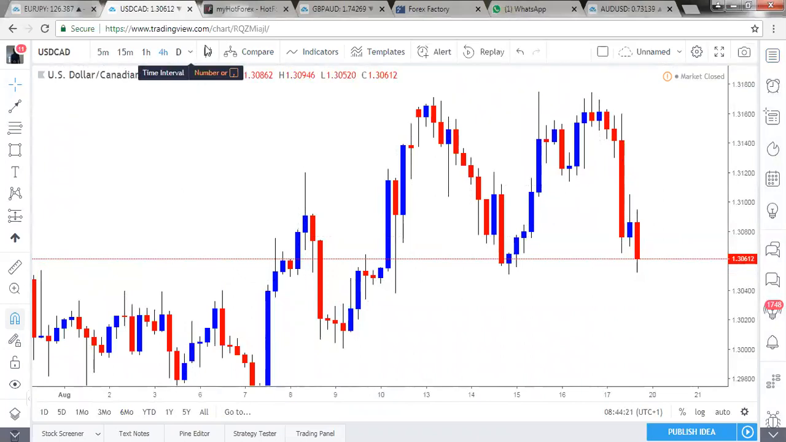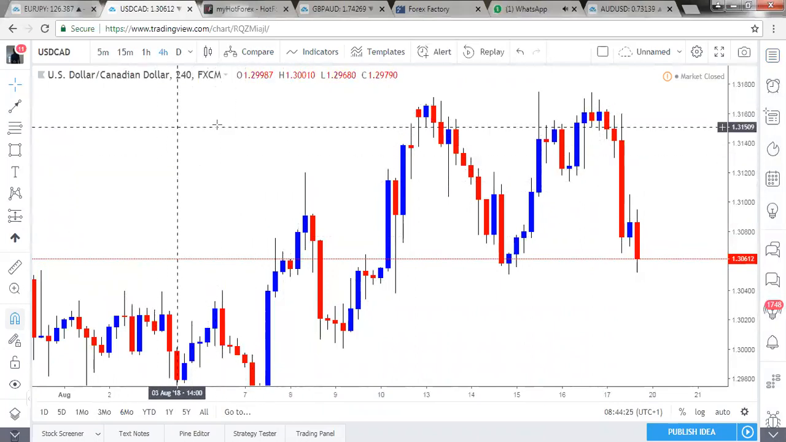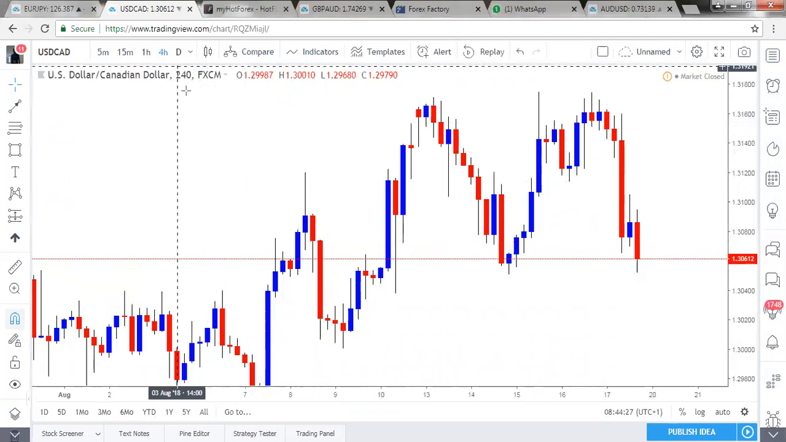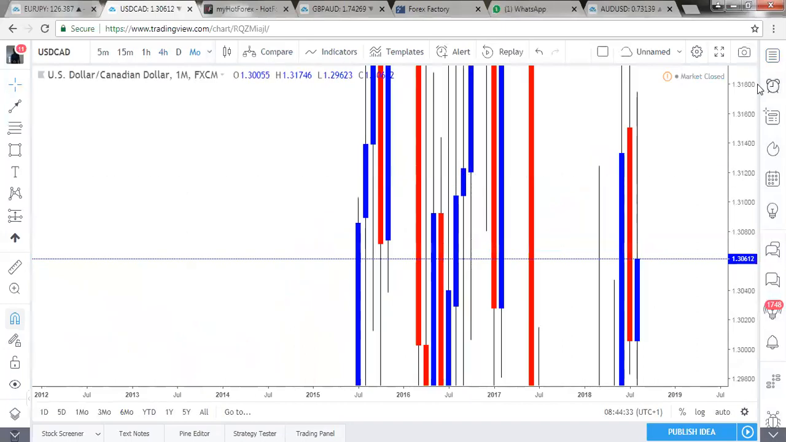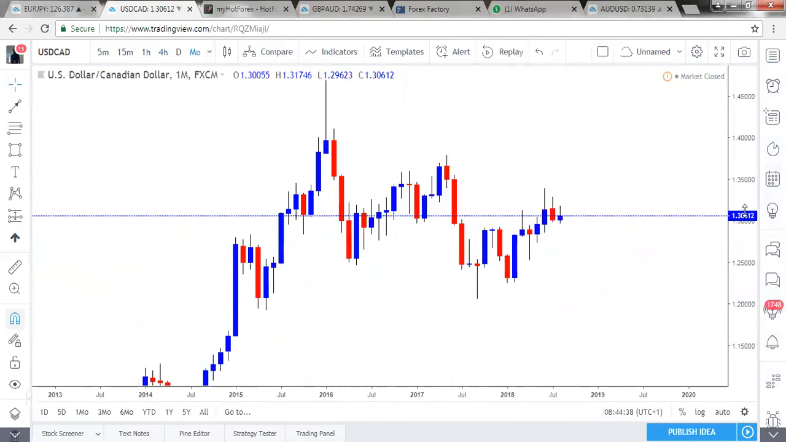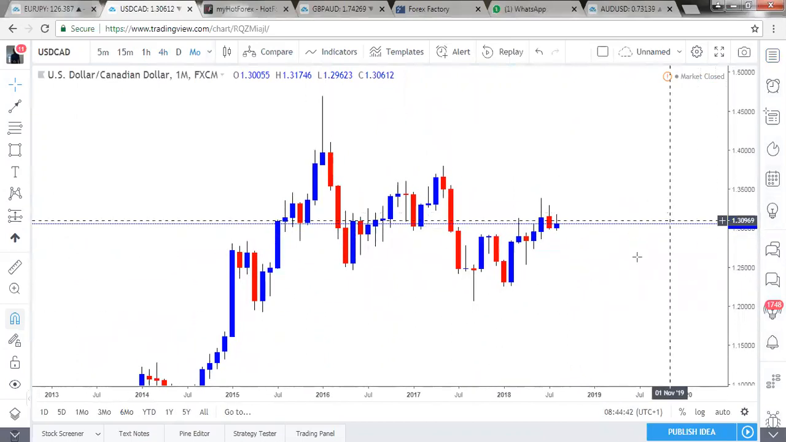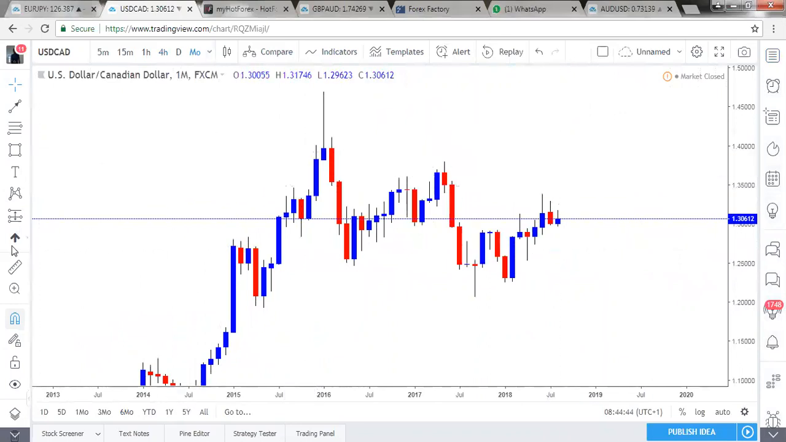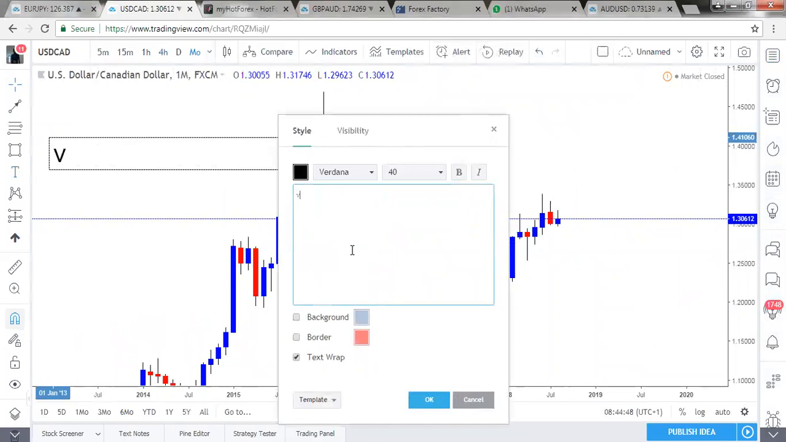Now, on your TradingView, the first thing I'm going to do is go to the monthly time frame, and I'll just adjust this. Now I want to mark my support and resistance zone, and then trend line. Now let me just list out the things you need to look out for, your basic confirmation for taking a trade.